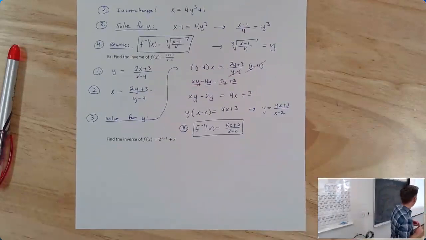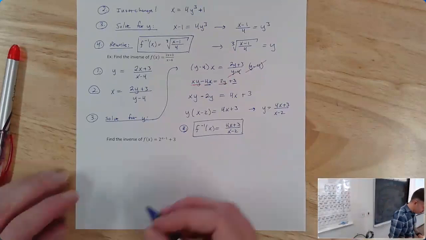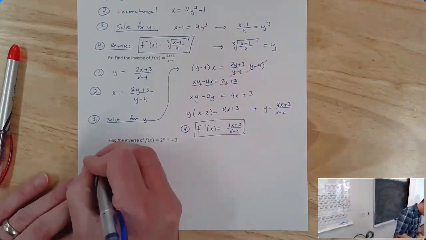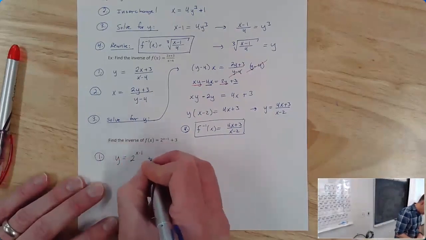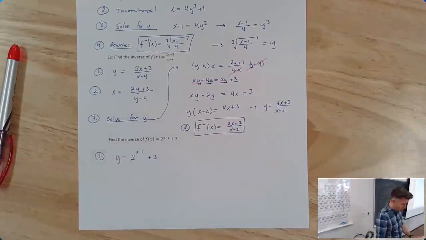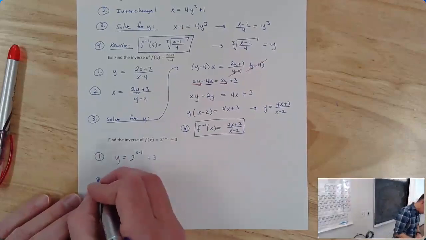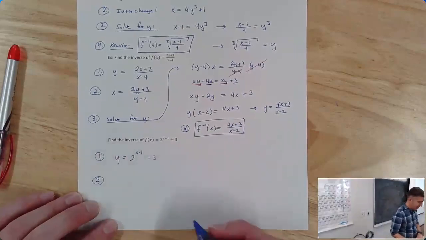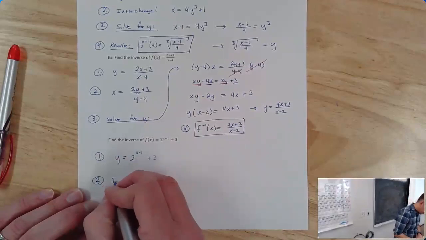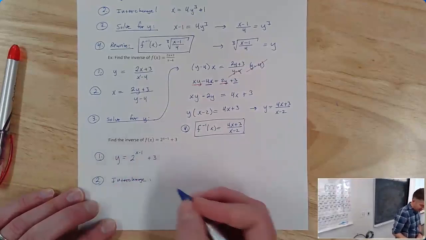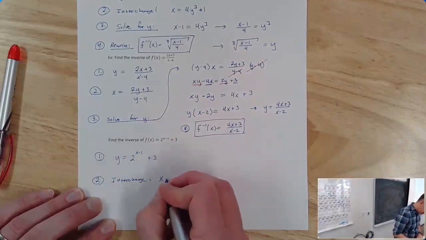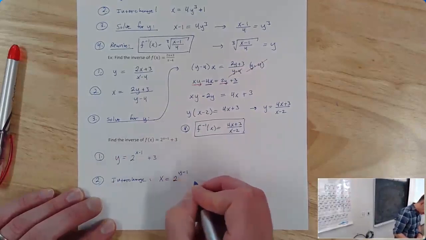Find the inverse of 2 to the x minus 1 plus 3. All right, same process. I'm going to start with y equals 2 to the x minus 1 plus 3. And then I'm going to interchange. But you can say switch. I like interchange better. I don't know why. X equals 2 to the y minus 1 plus 3.